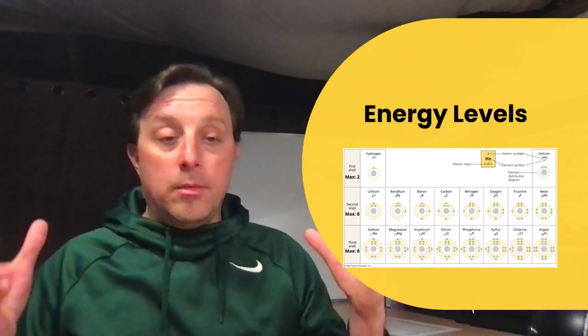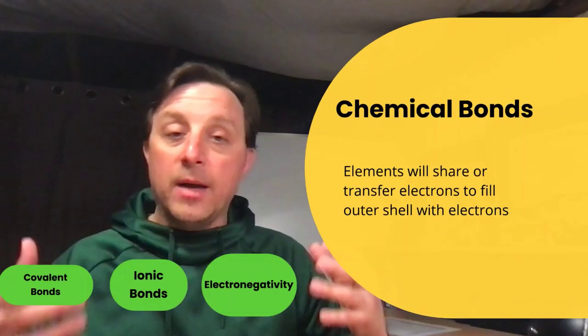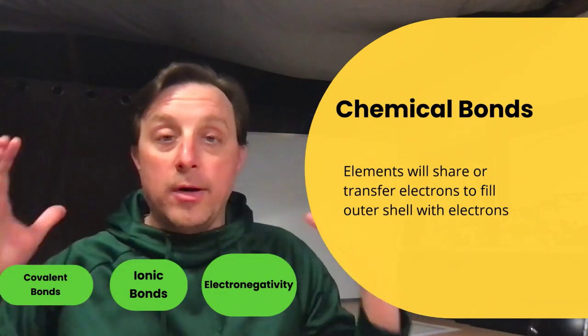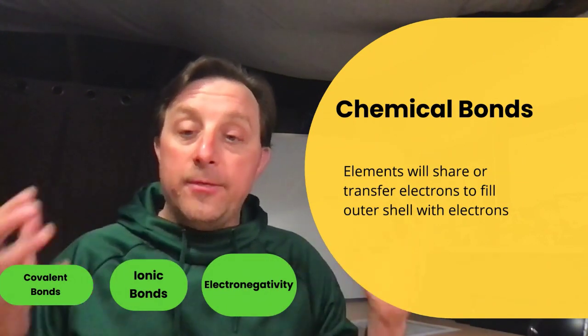The other important thing to remember with these energy levels is that for an atom to be stable, the outermost energy level, whichever level that is, needs to be full. So that is why elements and atoms will undergo chemical reactions and form chemical bonds to fill up that outermost energy level. So when we think about chemical bonds, that is the important aspect to remember, that this outer energy level needs to be filled.